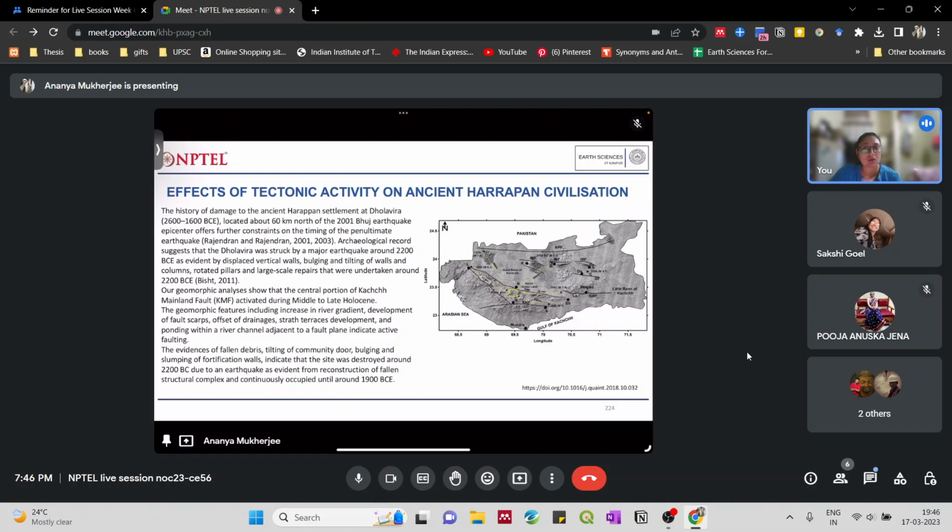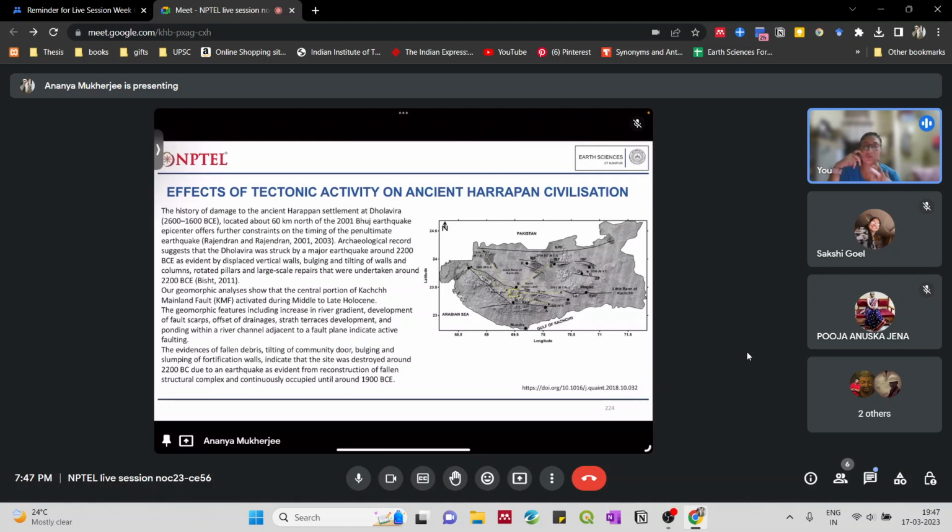Archaeological records have suggested that Dholavira was struck by a major earthquake around 2200 BC, as evidenced by displaced vertical walls, bulging and tilting of walls. These are the kinds of things that we observe now when earthquakes happen in constructed properties. So they have correlated that with the constructions that are still remaining in these areas. They have also seen that the people who stayed there had also done repairs to these constructions. This was the archaeological record.